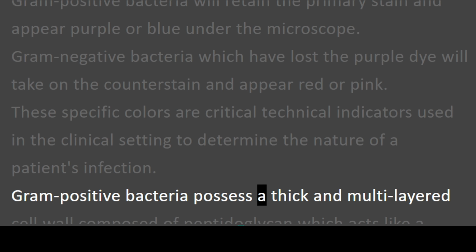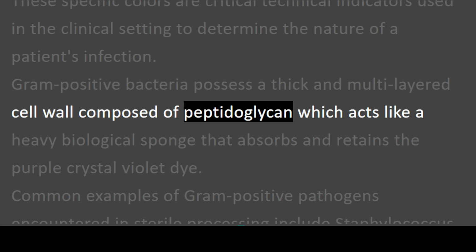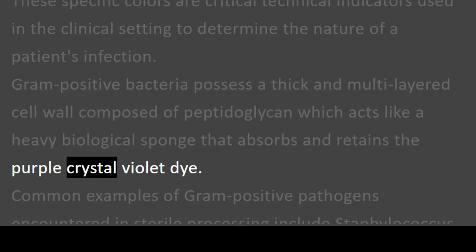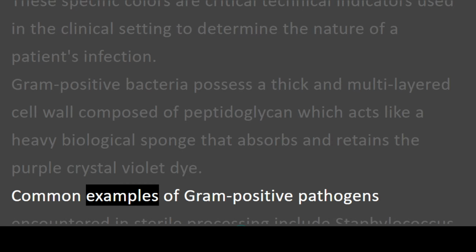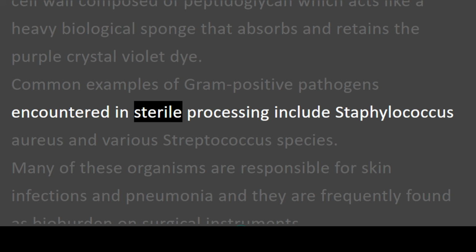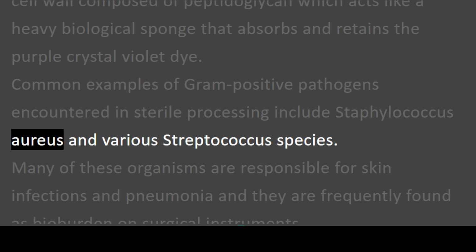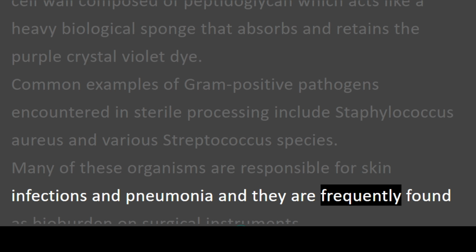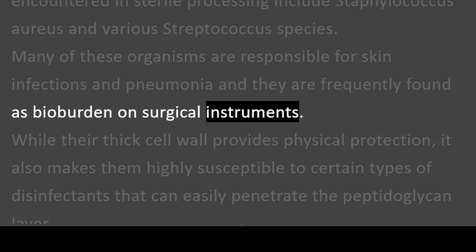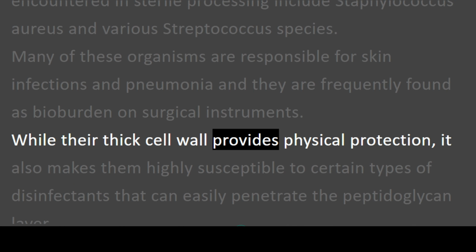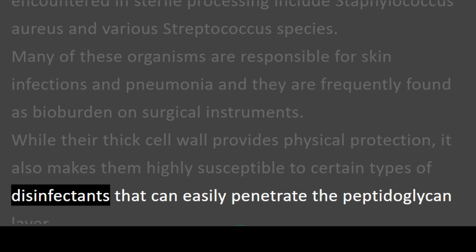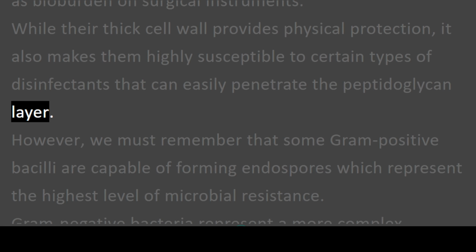Gram-positive bacteria possess a thick and multilayered cell wall composed of peptidoglycan, which acts like a heavy biological sponge that absorbs and retains the purple crystal violet dye. Common examples of gram-positive pathogens encountered in sterile processing include Staphylococcus aureus and various Streptococcus species. Many of these organisms are responsible for skin infections and pneumonia, and they are frequently found as bioburden on surgical instruments. While their thick cell wall provides physical protection, it also makes them highly susceptible to certain types of disinfectants that can easily penetrate the peptidoglycan layer.